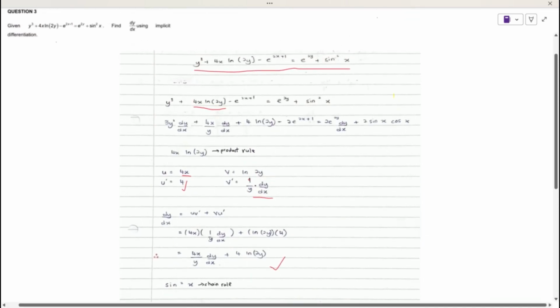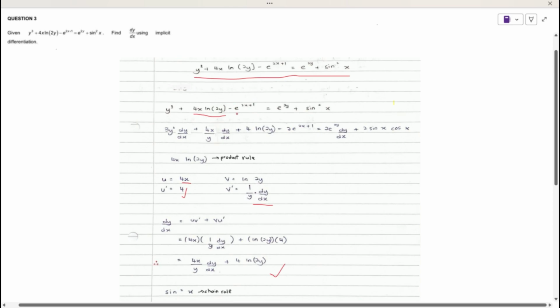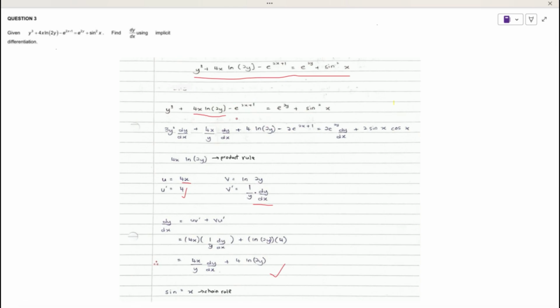So the next term is exponent power of 2x plus 1. When we differentiate it, we will get 2 exponent power of 2x plus 1. The next term is exponent power of 2y. If we differentiate exponent power of 2y, we will get 2 exponent 2y dy dx. Like I said, if we differentiate something involving y, we need to multiply it with dy dx.